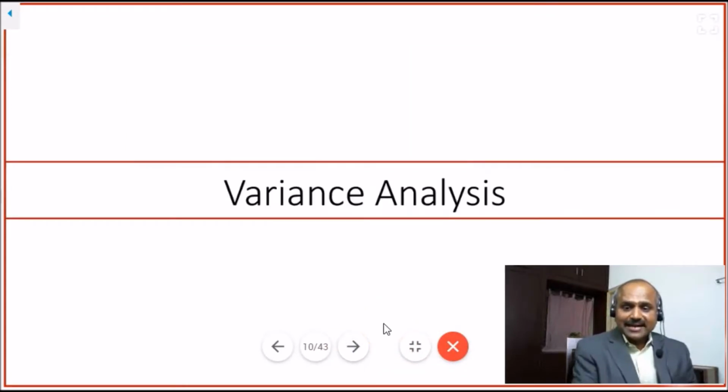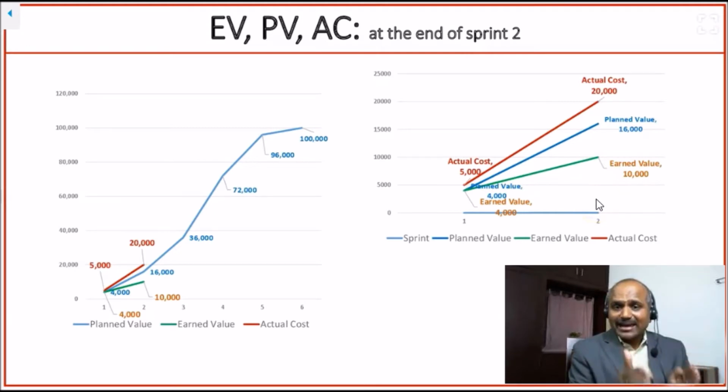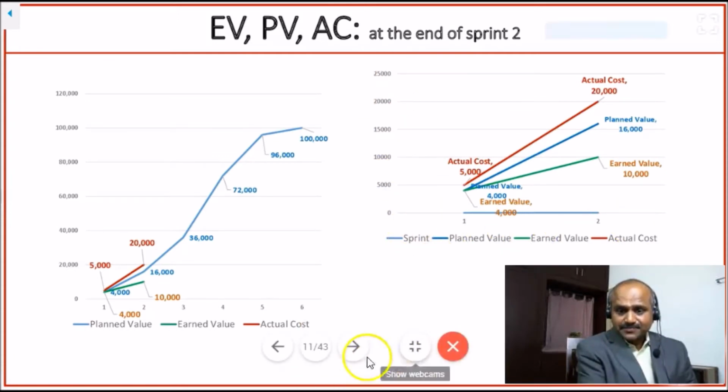Let's now get into variance analysis. Now we are just plotting, okay? The green bar shows earned value, which we just discussed is $10,000. The planned value is the blue bar, 16,000 at the end of sprint 2, and the actual cost is 20,000. The same thing is magnified on the right-hand side. At the end of sprint 2, the red bar shows actual cost is 20,000, planned value is 16,000, and earned value is 10,000. These are what we just calculated in our Agile project example, and they are depicted in the graph. On the y-axis, we have cumulative value. On the x-axis, we have the number of sprints.